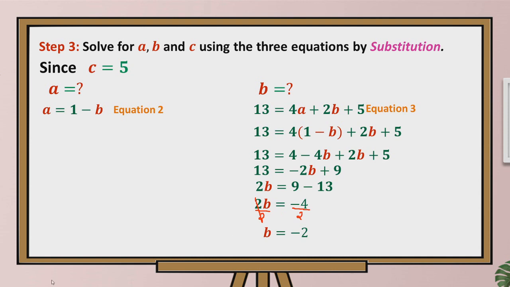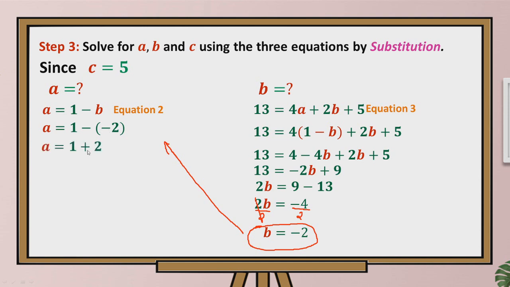And then right after, I'm going to use this value and substitute it into equation 2 so that I can obtain the value for a. Therefore, b will be replaced with negative 2. And then negative times negative 2 will become positive. So a is equal to 1 plus 2. Therefore, the value of a is 3.